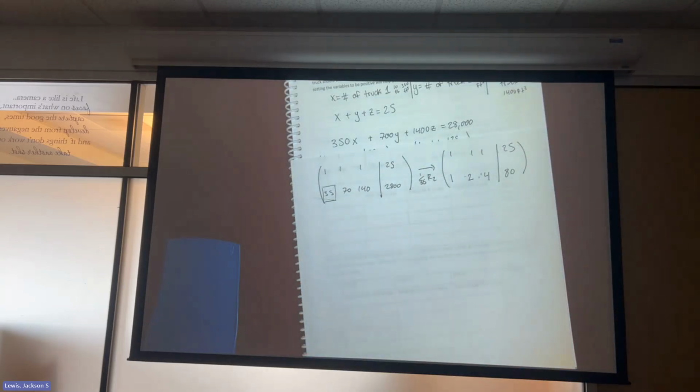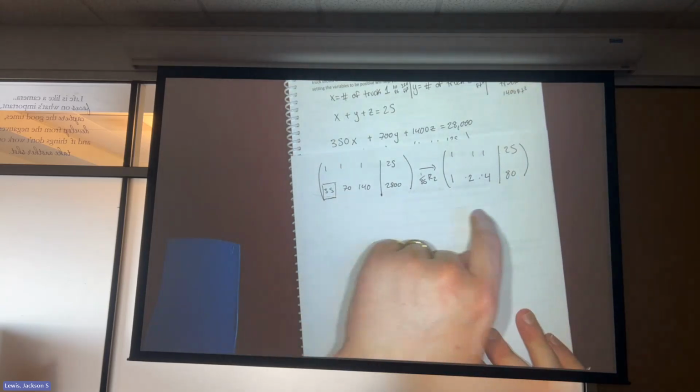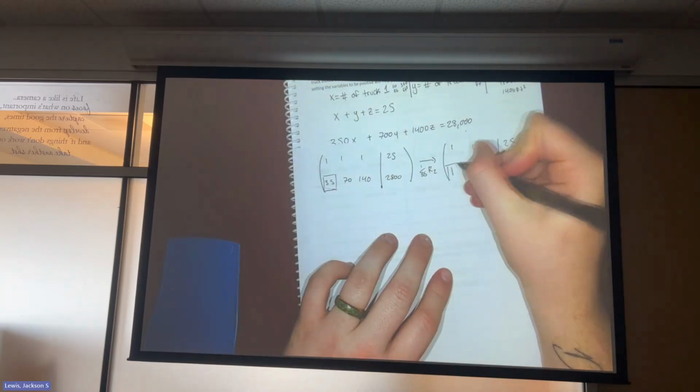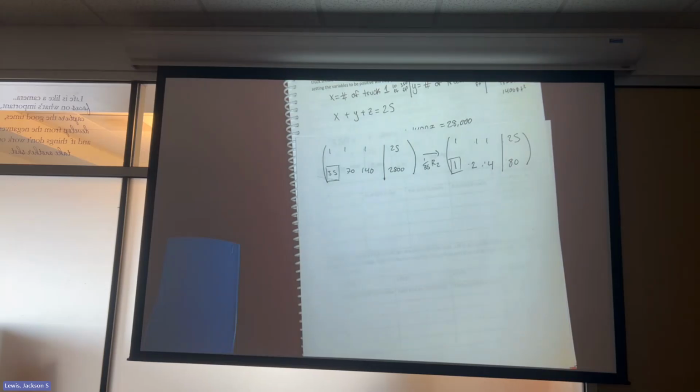All right. Now what can I do to get rid of row 2? Get rid of this using row 1. Someone other than Wyatt. Someone who hasn't talked yet.